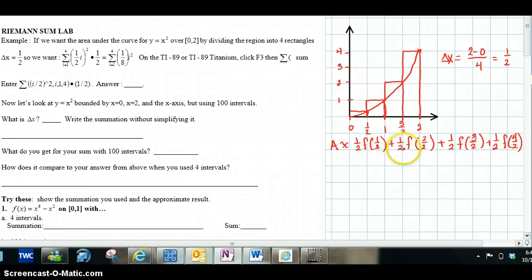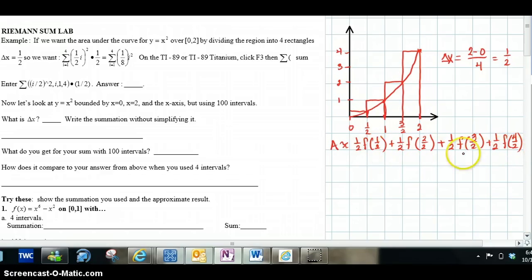a width of 1/2. The height of the rectangle follows a pattern. The first rectangle, it's f of 1/2. Second, it's f of 2/2. Third rectangle, it's f of 3/2. And the fourth rectangle is f of 4/2.